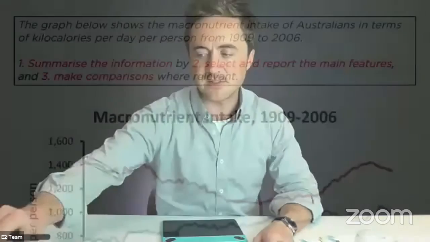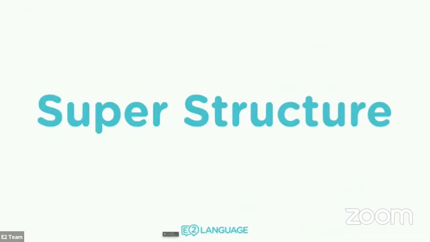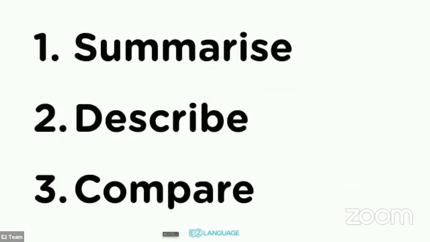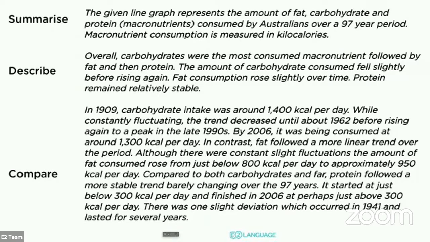Let me show you a structure that works. So we need a superstructure. The superstructure basically has 3 parts, which goes back to that instruction. We want to summarize, we want to describe, we want to compare. These are the 3 things: summarize, describe, compare. So this is what it's going to look like on test day after we've summarized, described, and compared.